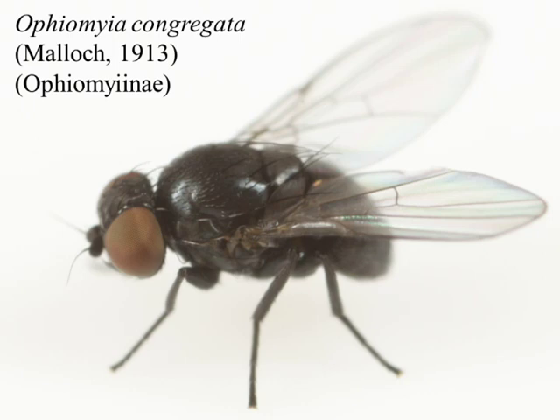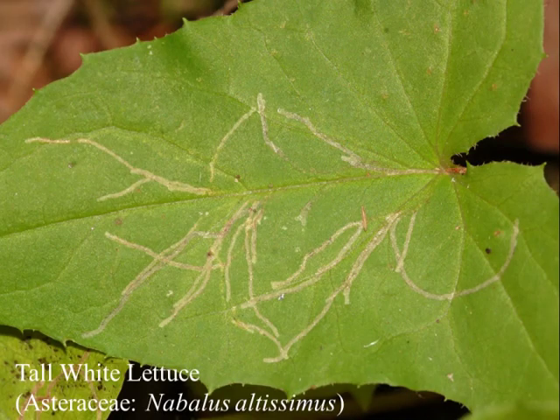So just a little bit into the woods from my yard, I was able to figure out the life history of Ophiomyia congregata, which was described over 100 years ago but had no known host. In the late summer and fall, it makes these very disjointed looking mines because the larvae are alternating between the upper and lower leaf surfaces. And then they continue down the petiole, overwinter in the crown or roots of the plant.